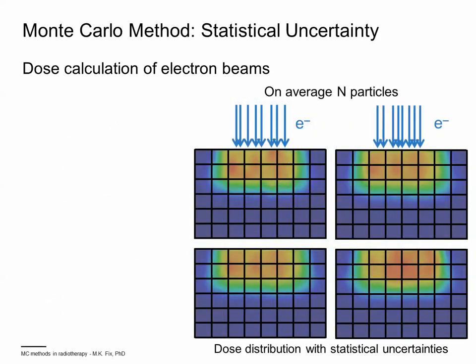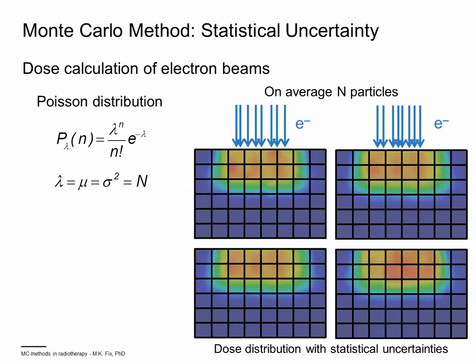Now we consider an average of n electrons impinging on the phantom. Each electron in an electron beam has about the same energy and thus about the same energy deposition in a traversing voxel, leading to about the same dose contribution per electron. This means we have a Poisson distribution with parameter lambda, and the mean and variance is given by the mean number of electrons. The standard deviation is the square root of n, and the relative standard deviation is 1 over the square root of n.